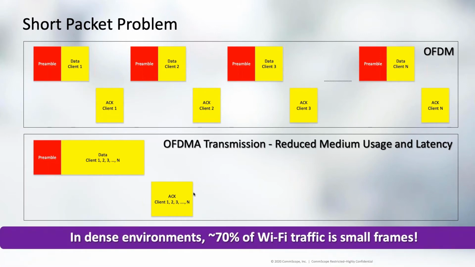So according to this, in a dense environment, about 70% of Wi-Fi traffic is small frames, and that's absolutely true. So all kinds of management frames, acknowledgement frames, IoT updates, voice over Wi-Fi calling, all of that is small traffic. In previous generations, that was very hard on the CPUs of the access points and not an efficient use of the spectrum.